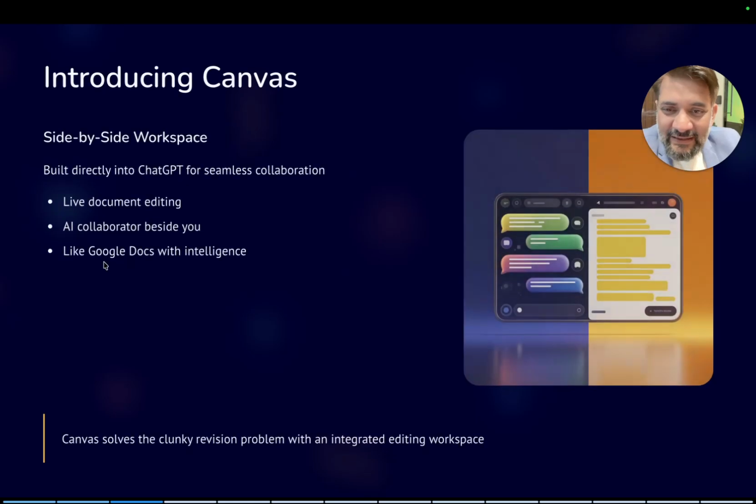And this is exactly the problem Canvas was designed to solve. Canvas is a side by side editing workspace built directly into ChatGPT. Now, instead of getting responses in the chat that you have to copy out, you work on a live document together with ChatGPT, like Google Docs, but with an AI collaborator sitting next to you.